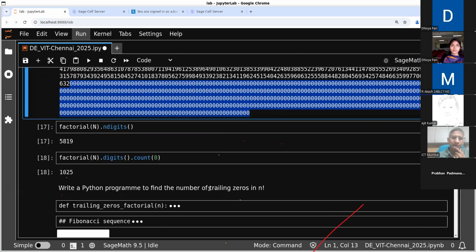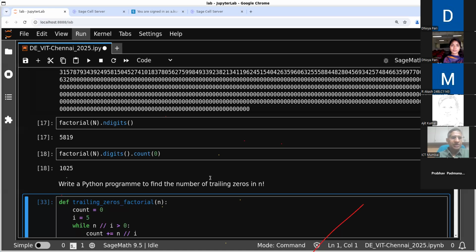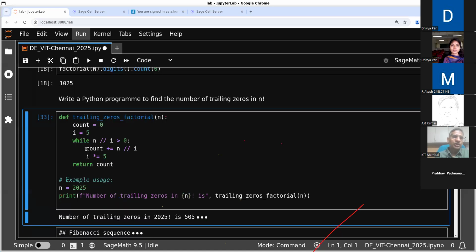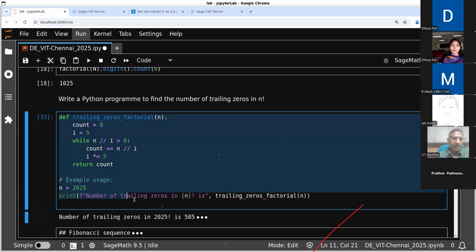I can ask a simple question, right? For example, write a Python program to find the number of trailing zeros in n factorial. How many zeros appear? For example, if I write 5 factorial, it will be 120, so one zero. If I write 10 factorial, how many zeros will be there? You can very easily find out. So for example, this is a program. Actually, you can keep on dividing by 5. As many divisions by 5, that will give you the number of trailing zeros. This is a Python program.